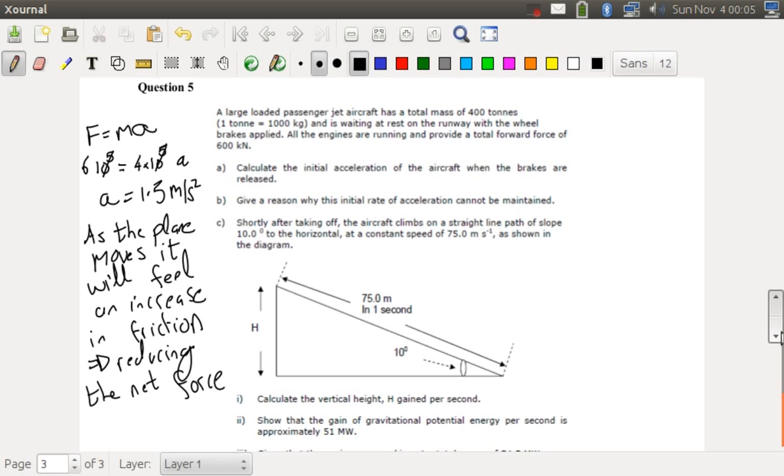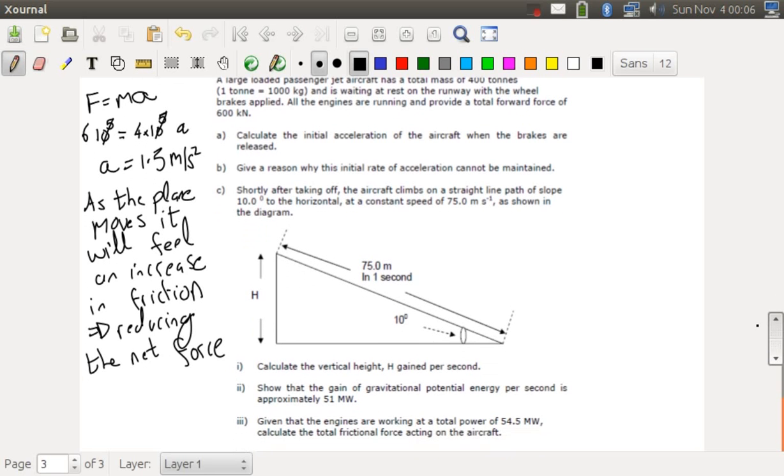Shortly after takeoff, the aircraft climbs on a straight line path of slope 10 degrees to the horizontal at constant speed of 75 meters per second, as shown in the diagram. Calculate the vertical height gained per second. So if that's 10 and that's 75, this would be 75 sine 10. Let's calculate that. That would be 13.02 meters per second. So per second it gains an altitude of 13 meters.